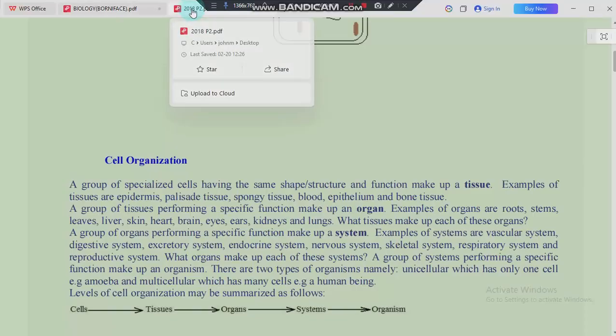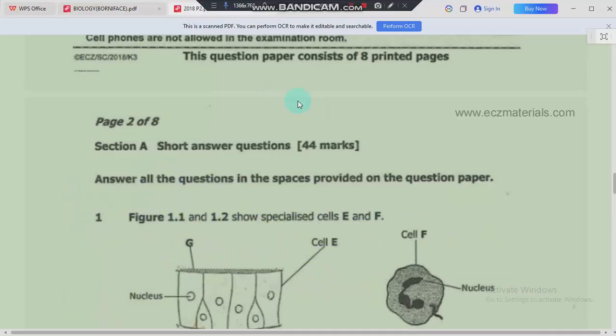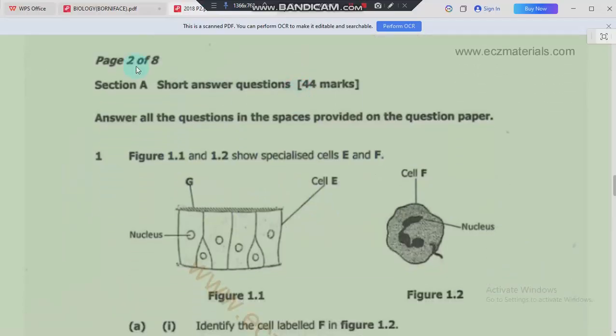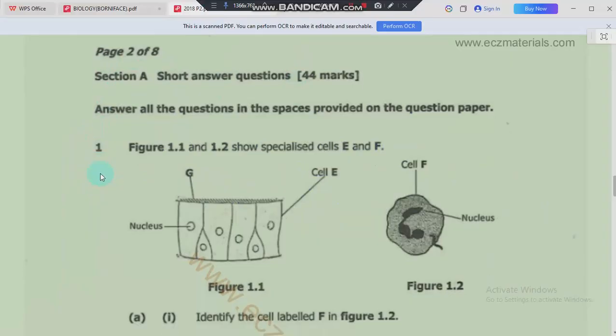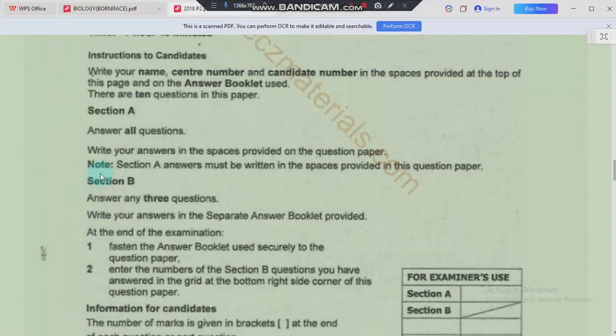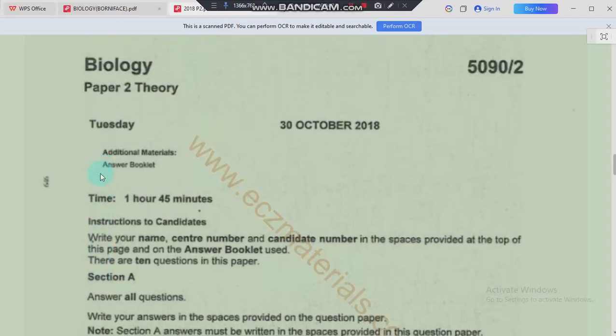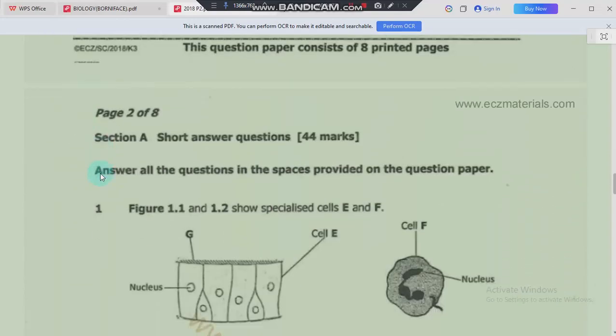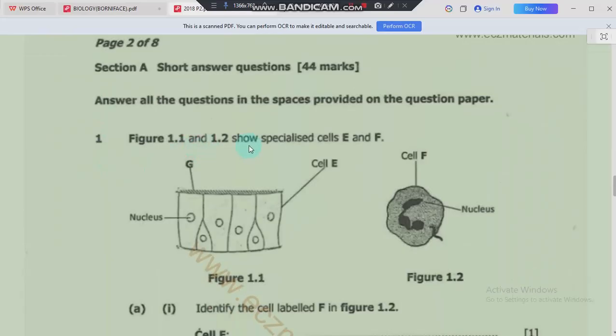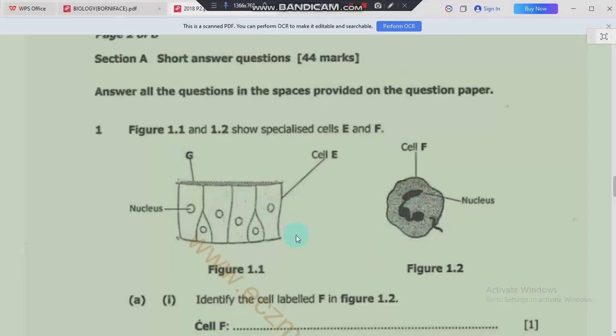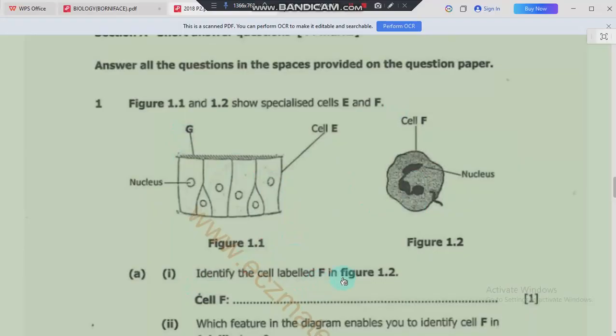Now let's go to a past paper question that we can attempt on specialized cells. Under specialized cells, there is this past paper question which came in, I believe, 2018. Question 1 says, figures 1.1 and 1.2 show specialized cells E and F. So we have this cell and this cell, and these two cells are our specialized cells. The first question says, identify the cell labeled F in figure 1.2.